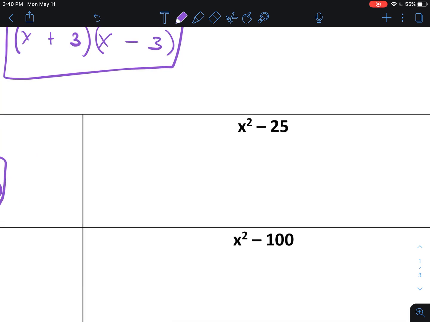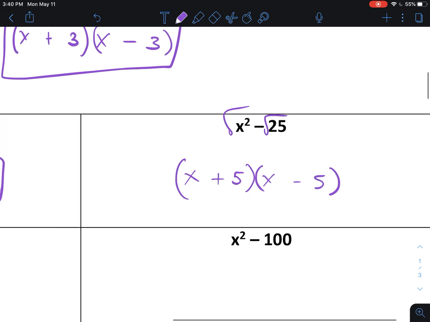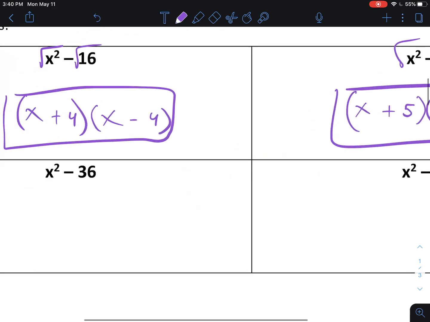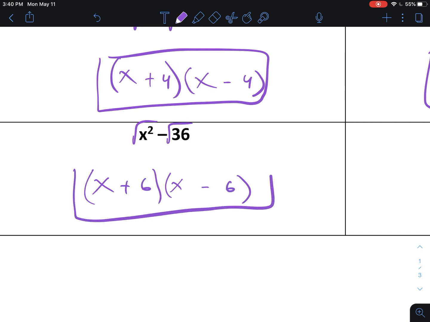Okay, so hopefully you're starting to see the pattern here. So we can start with our parentheses. Square root of the first term is x and x. Square root of the next term would be 5 and 5, plus and minus, and then we're done. Square root of the first term gives us x and x. Square root of the next term gives us 6 and 6, plus and minus, and then we're done.